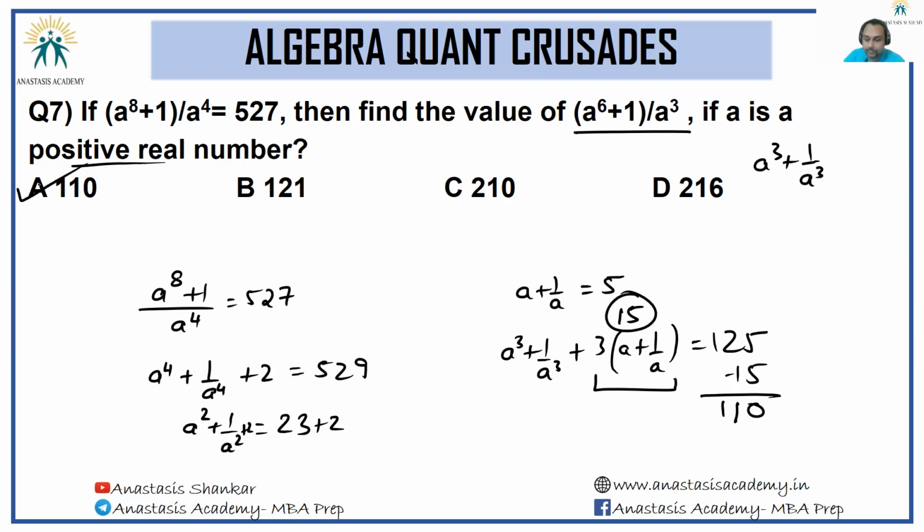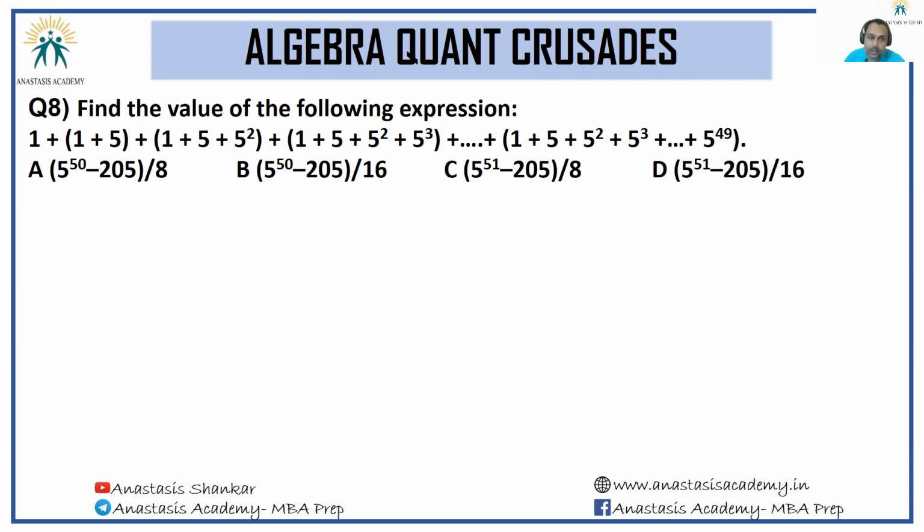Option A. Moving on. Find the value of the following expression: 1 plus 1 plus 5 plus 1 plus 5 plus 5 square, 1 plus 5 plus 5 square plus 5 cube, and so on, up until 5 raised to the power 49. Hopefully you can see this one is nothing but 5 raised to the power 0.